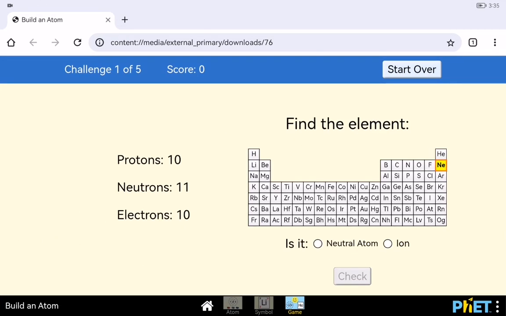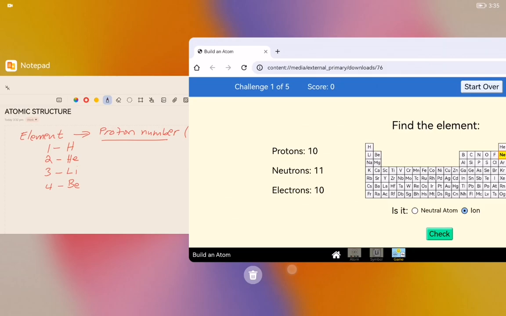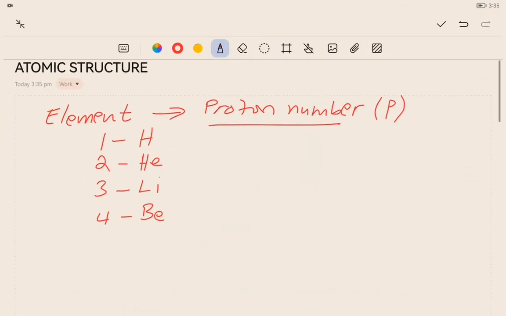So in this case, we are asked to find the element. The element with the proton number 10 in this case is neon. Then the second question: is neon a neutral atom or is it an ion? For you to know whether an element is an atom or an ion, we use these two things. For an element to be an atom, it means that the proton number should be equal to the electron number.